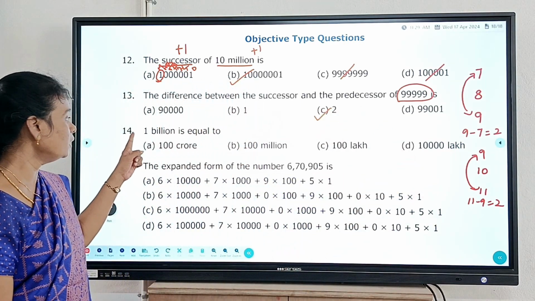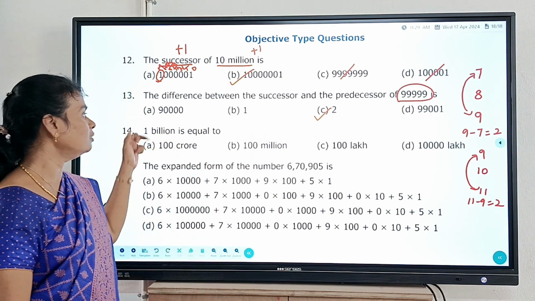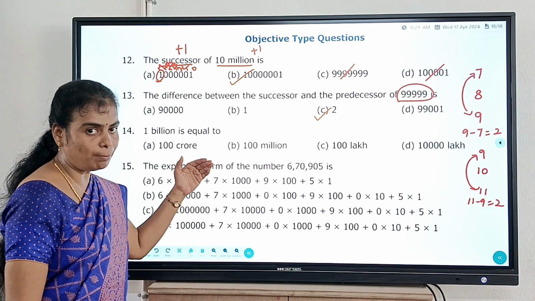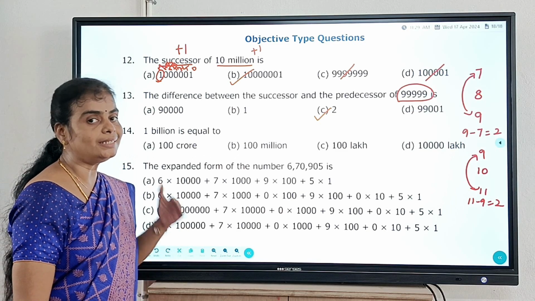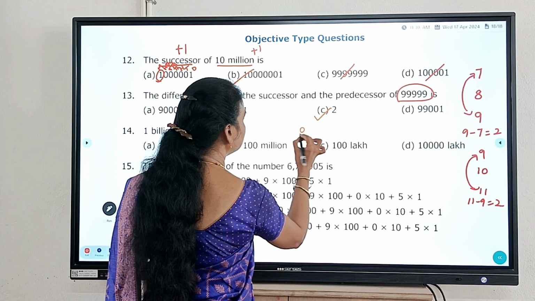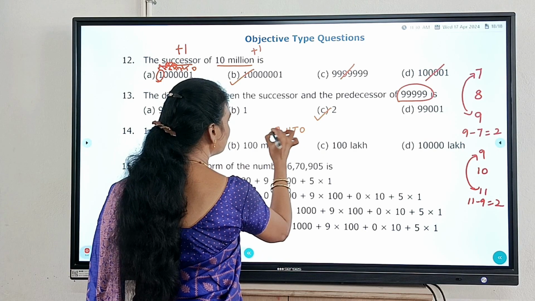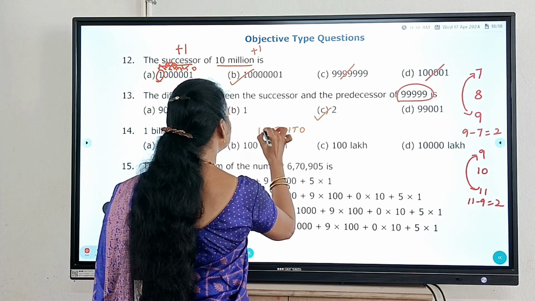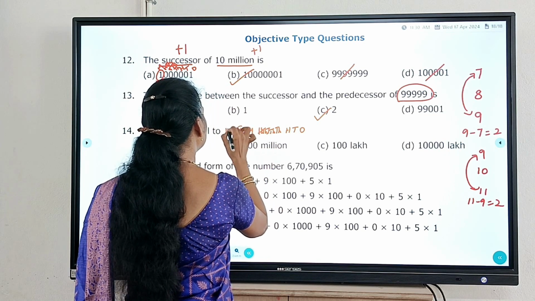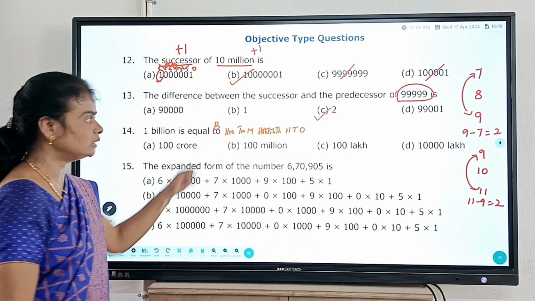The third one, 1 billion. So billion comes in what system? It is in the international system. So the same number, how are we going to write it in the Indian system? That is the answer for this. Write the place value as per the international system: ones, tens, hundreds, thousands, 10,000s, 100,000s, millions, 10 millions, 100 millions, and here comes billion, the last one.